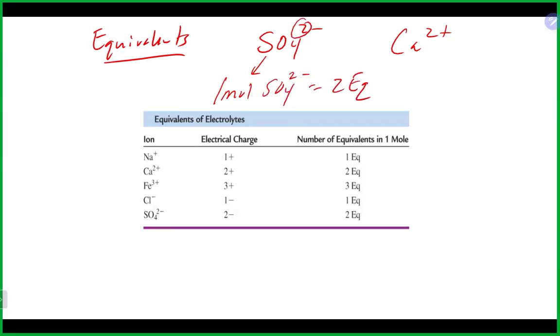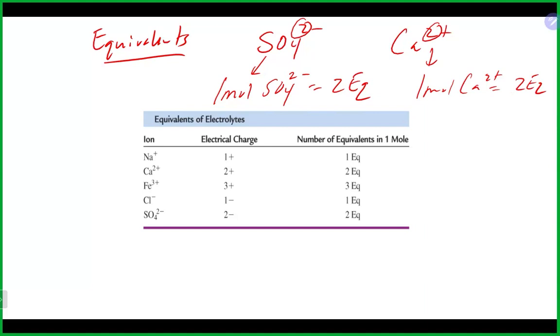And the 2 is basically from the charge. And the same thing here, if we had 1 mole of calcium, that would also be 2 equivalents in this case because of the charge. So a lot of times we may convert from molarity like we did last time, moles per liter, into something like equivalents per liter or milliequivalents per liter, which is commonly used sometimes for electrolytes.